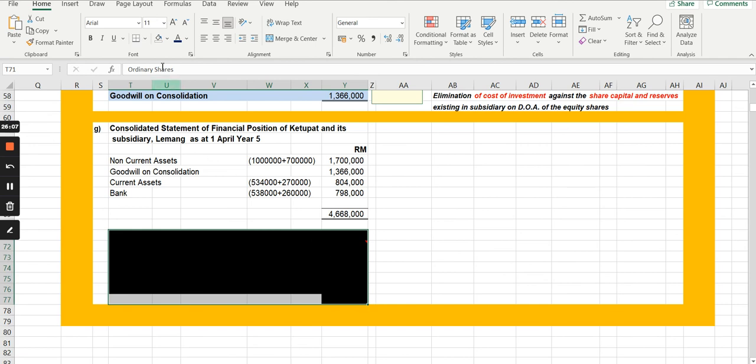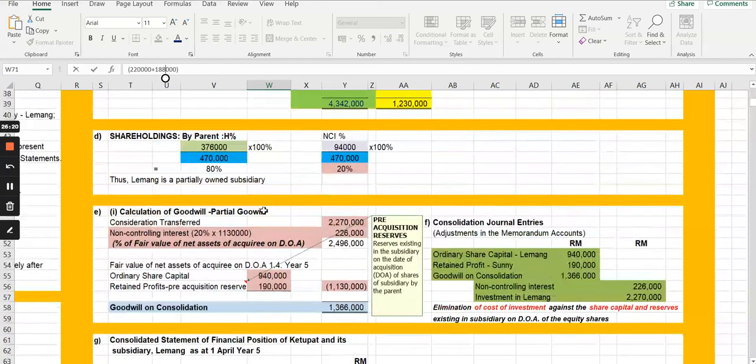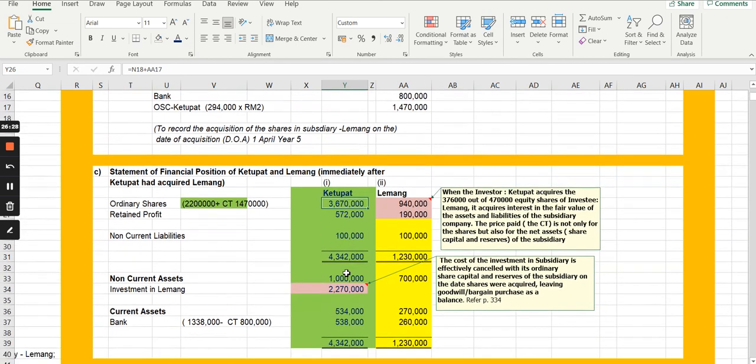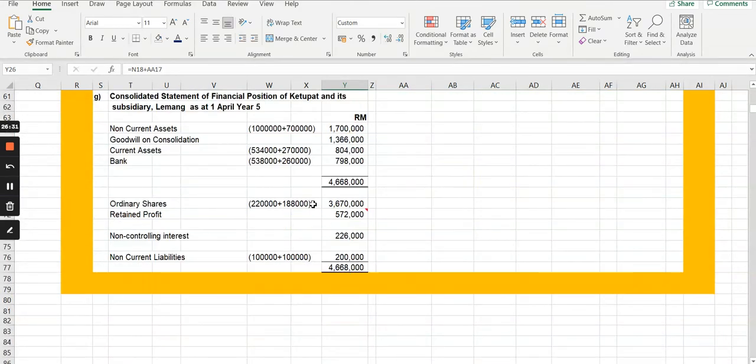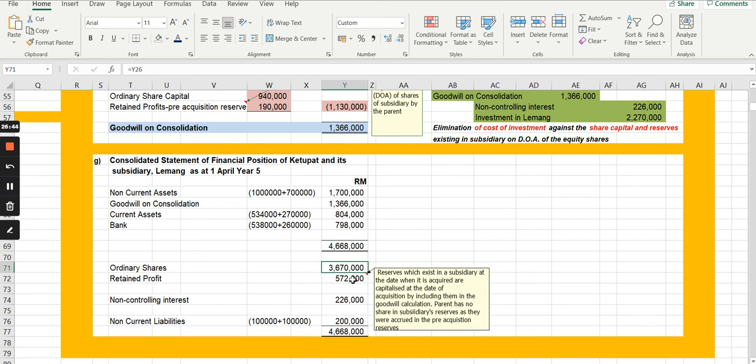And then we have the next one, the ordinary shares. What you will see here is the ordinary shares here will just be the ordinary shares of parent, where only shares of parent, if you look here, 3670, right? 3670. So we have the working up here. There are no change to the share capital. In the future, maybe there will be change if there is a bonus issue done by parent company.